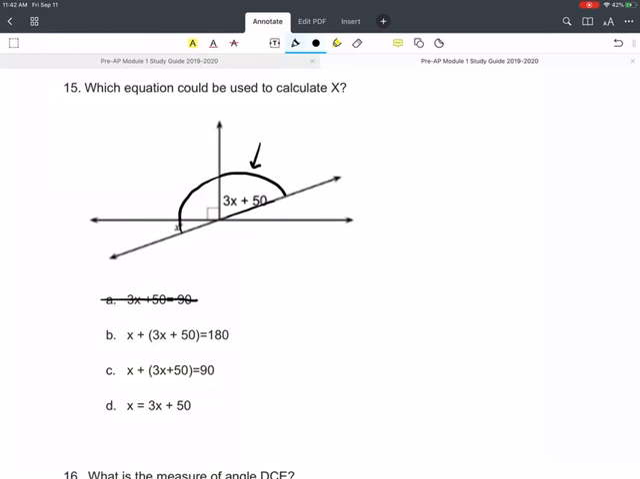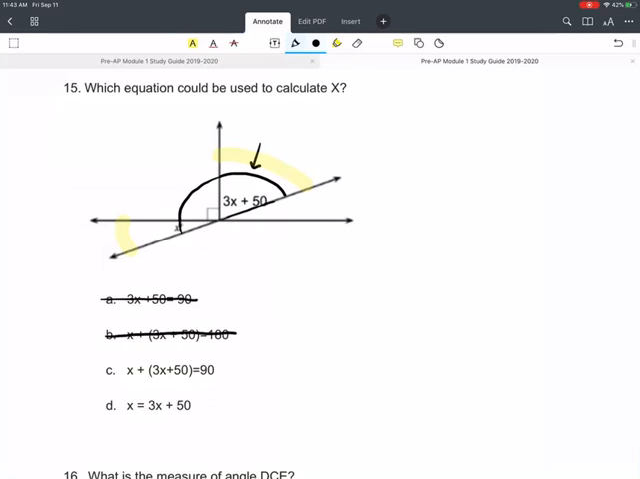The next one says x plus 3x plus 50 equals 180. So that means this angle and this angle by themselves equal 180, which is a straight line. In that case, this one is also not true.